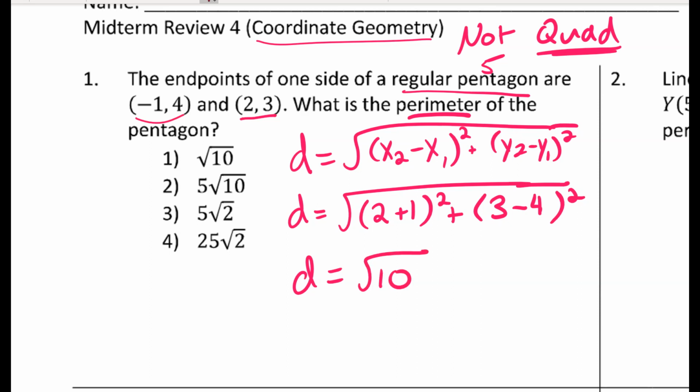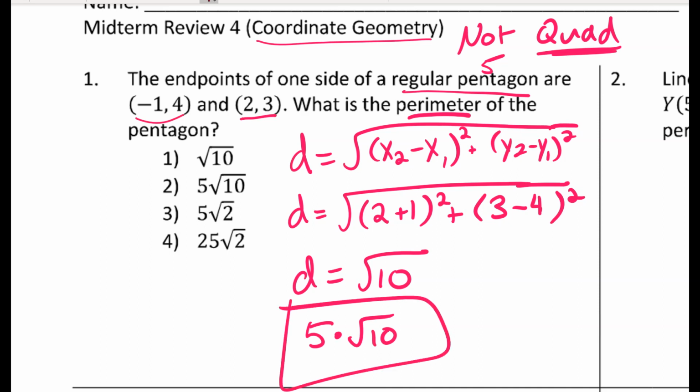So the distance for one side is radical 10, but remember that you're looking for the perimeter, and there are 5 sides to the pentagon. So it should look something like this, where it's a pentagon, and there are 5 sides that are all radical 10 and all the same length. So if you add all those up, you'll get 5 radical 10.